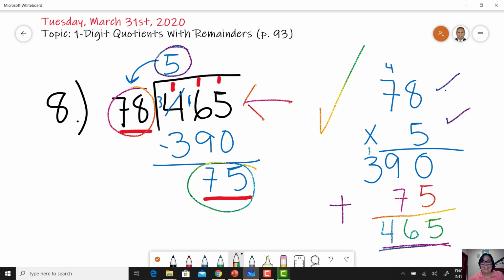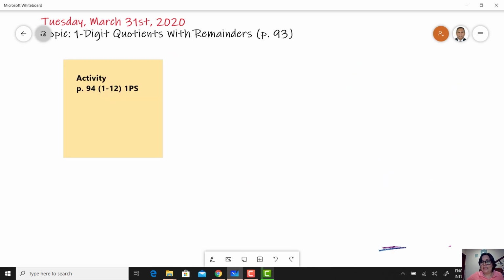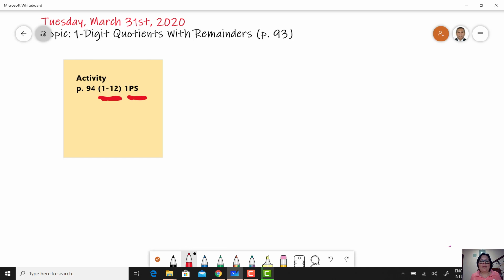And now is your turn. Remember that you have to have the processes of all these from 1 to 8, page 93, in your notebook, and the answers in your books. Now you have to work by yourself in page 94, exercises from 1 to 12 and 1 problem solving. Remember to send me pictures of your notebook and also your book with the answers and the process in your notebook.